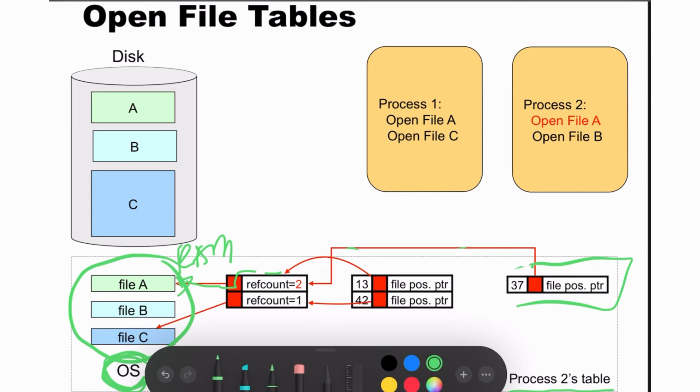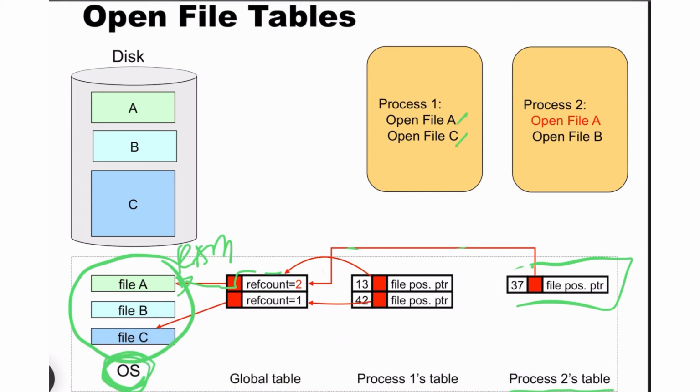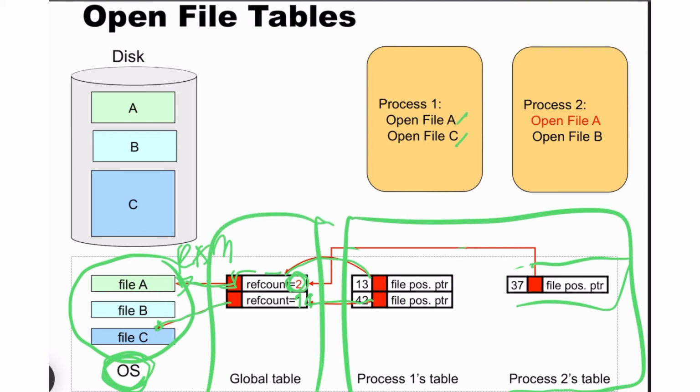Okay, process 1. Process 1, we have A and C. So for process 1, makita natin naka-increment siya because there are two processes looking for file A. And then we have file C. One is looking for file C and then relocating the file location of file C. So this is the process table and this is the global table.